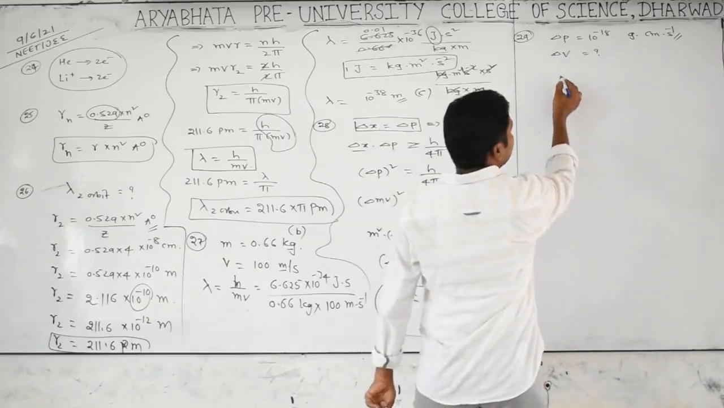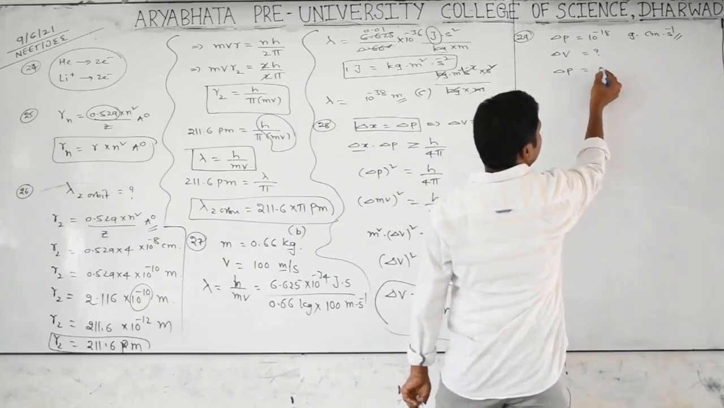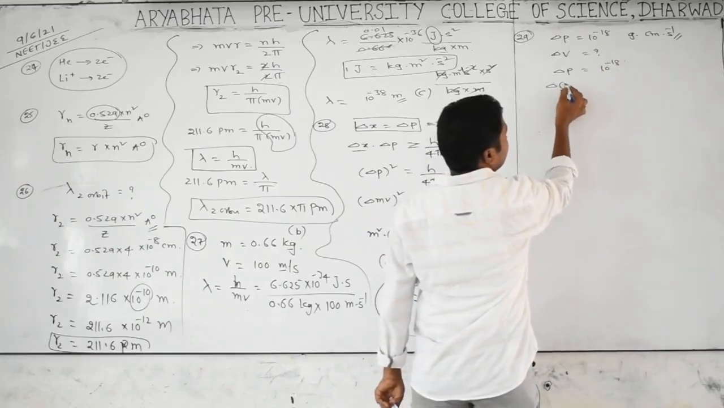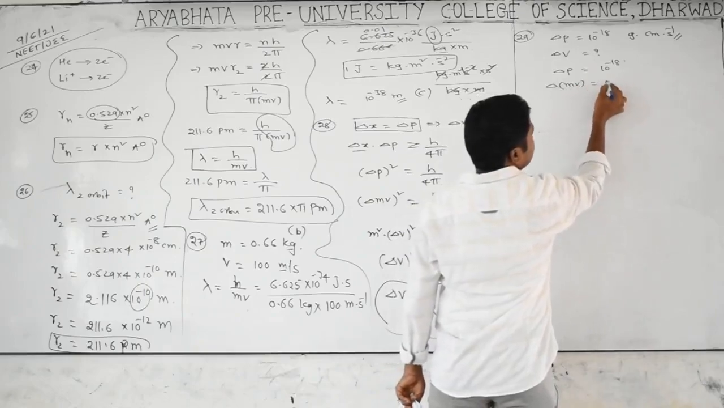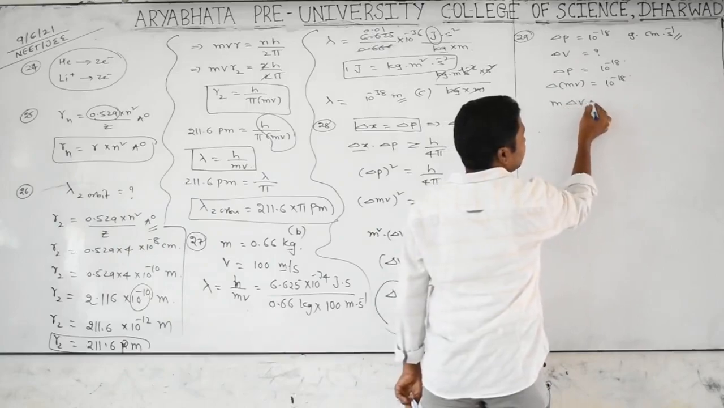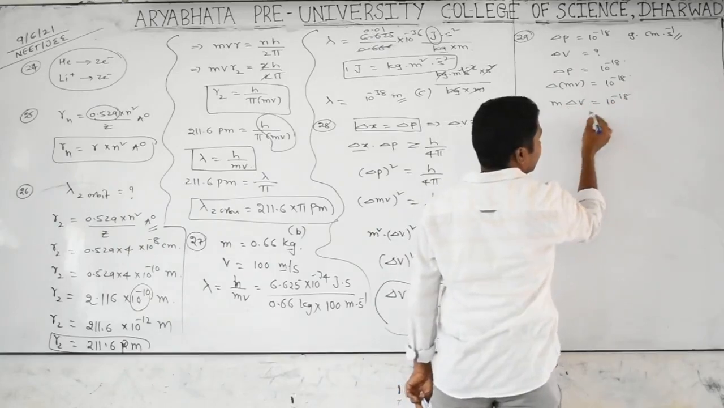You know very well, delta p is equal to 10 to the power of minus 18. Delta p means delta momentum, mass into velocity, is equal to 10 to the power of minus 18. So m into delta v is equal to 10 to the power of minus 18.